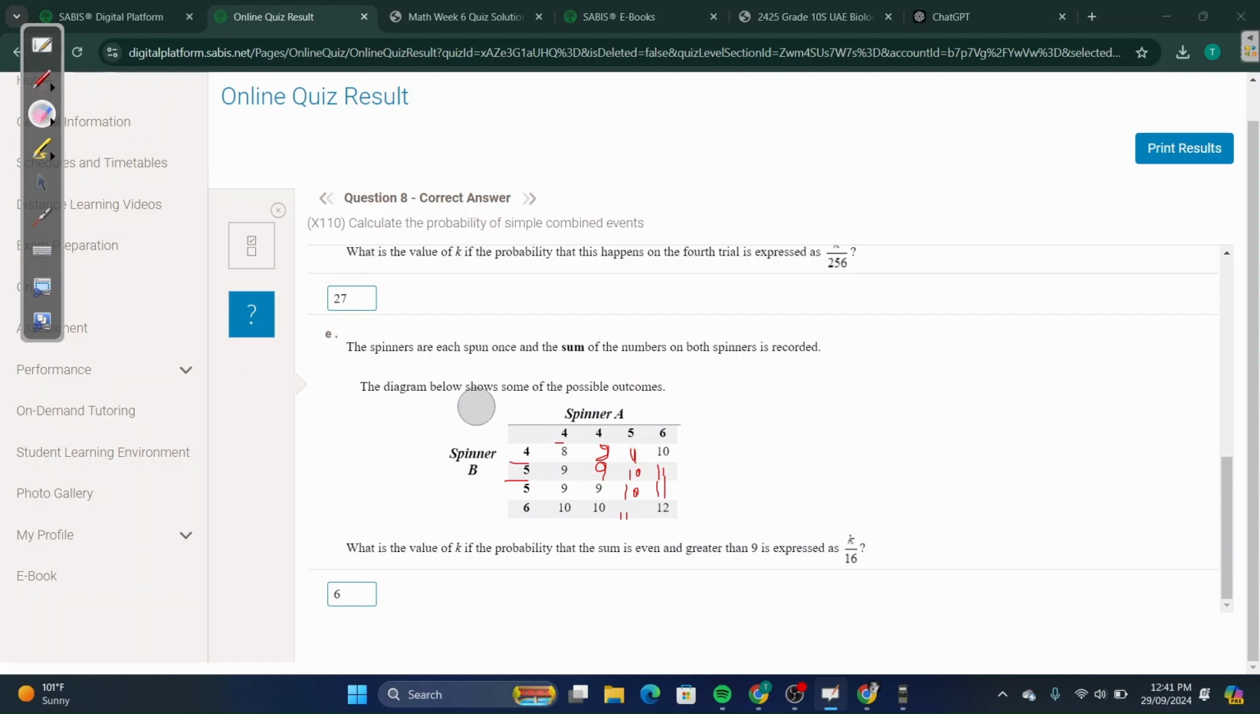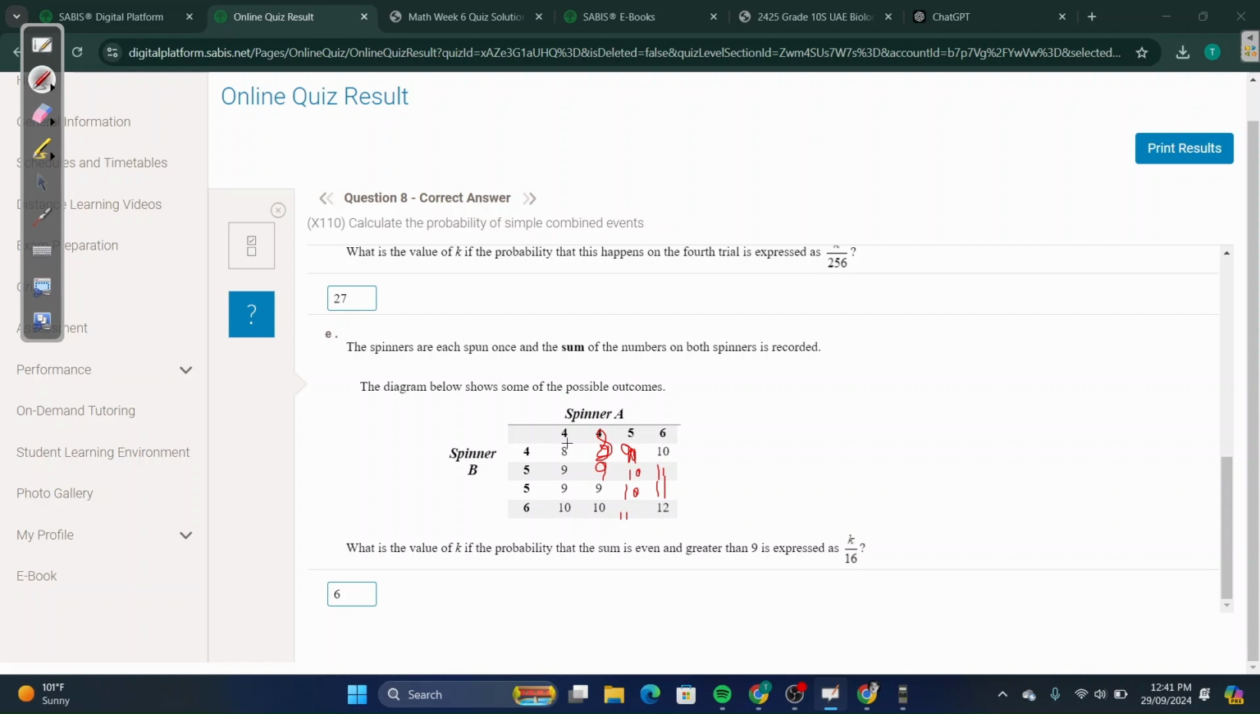Okay, just erase that. This is an 8. We won't even need this because the question doesn't ask for it. This is a 9. There we go. What's the value of k if the probability is that the sum is even and greater than 9?